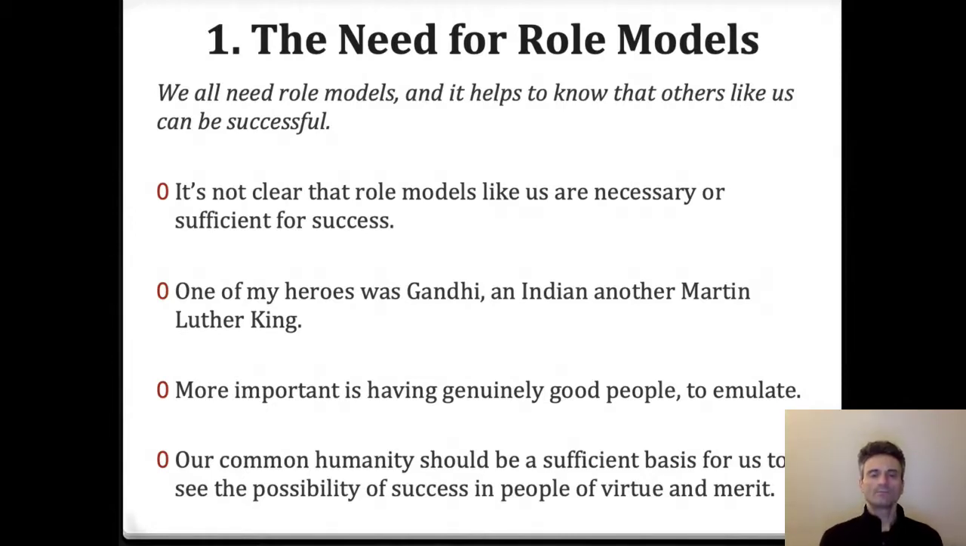Now, what does Poyman say about this argument? How does he respond to it? He responds as follows. First of all, it's not clear that role models need to be people who look exactly like us. If I'm a woman, I need a woman. If I'm white, I need a white person. If I'm Chinese, I want a Chinese person. So it's not clear that role models like these, individuals who look like us, are necessary or even sufficient for success.